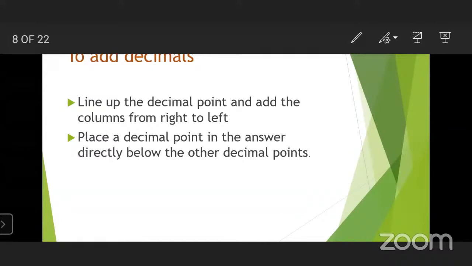While we are doing addition, we always add from right to left. And the second rule is to place a decimal point in the answer directly below the other decimal points. So always keep in mind, the decimal point always goes below the other decimal points.